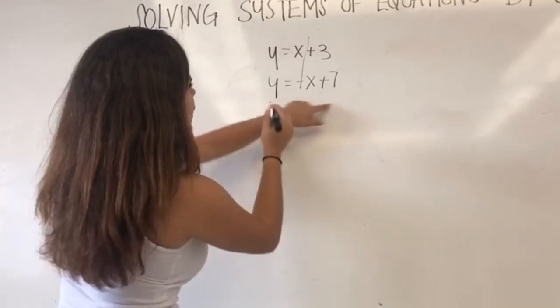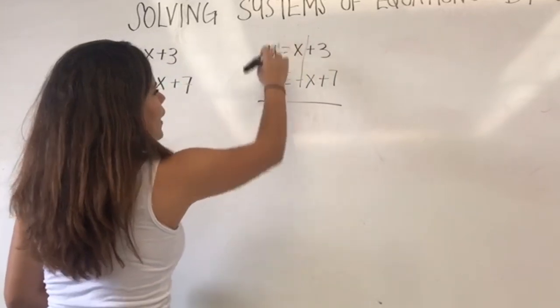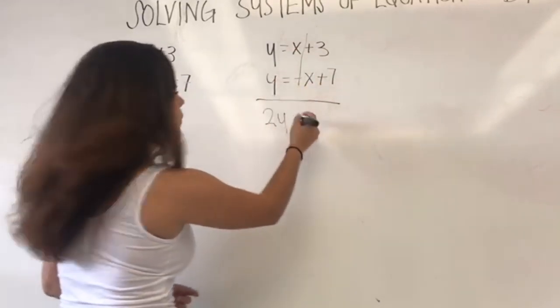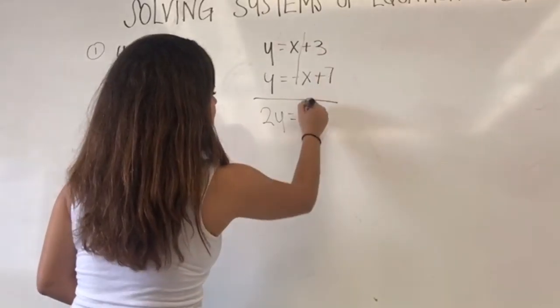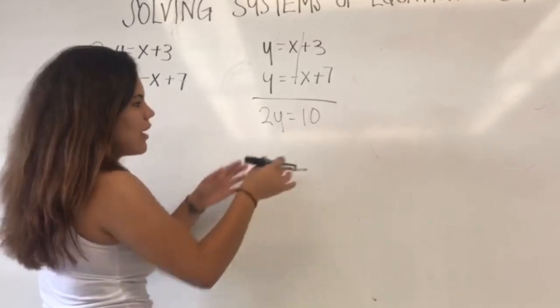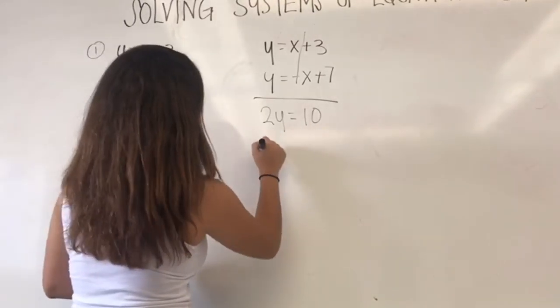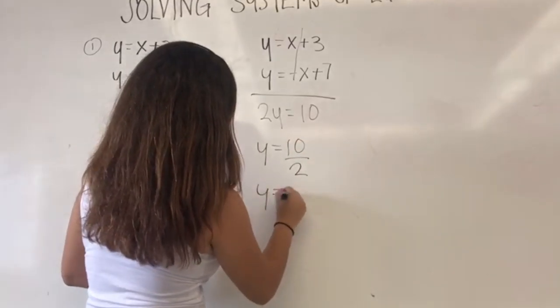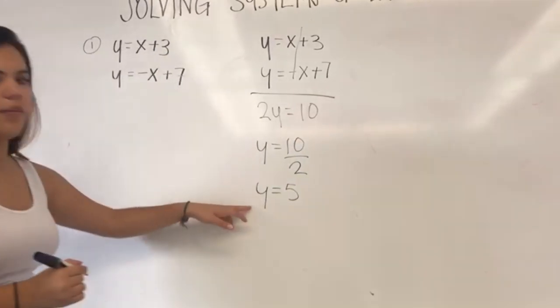And what we have is, well, y plus y is 2y. You copy this the same order, and then this is a 10. And then solving for y, you're gonna put the y alone, and 10 divided by 2 gives you 5. So now you have the value for y, which is 5.